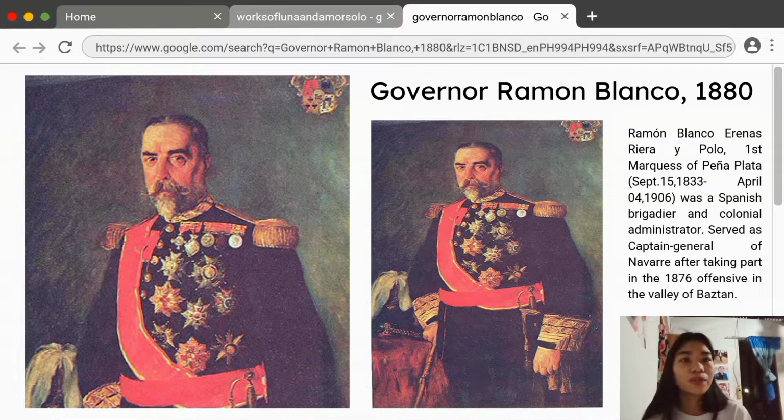he returned to Spain and served in the Third Carlist War, where he attained the rank of brigadier. He served as Captain General of Navarre after taking part in the 1876 offensive in the Valley of Bastan. He acquired his marquisate during this time.